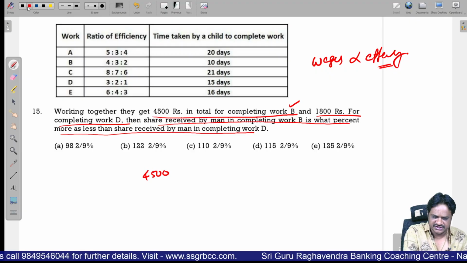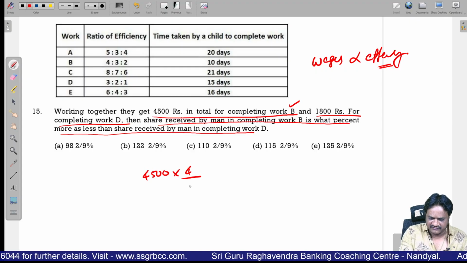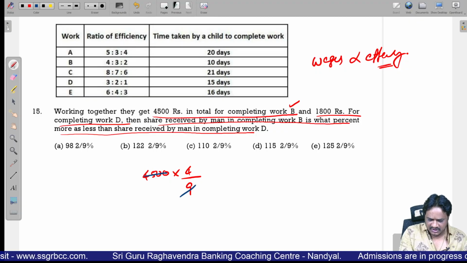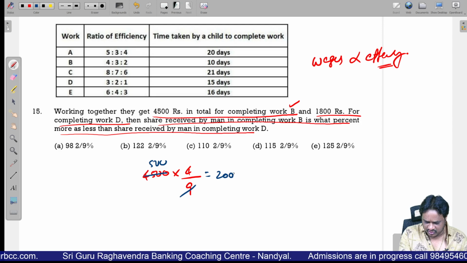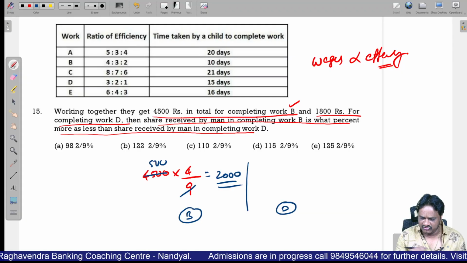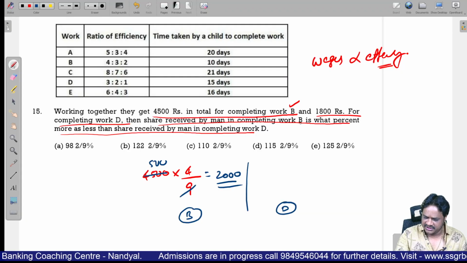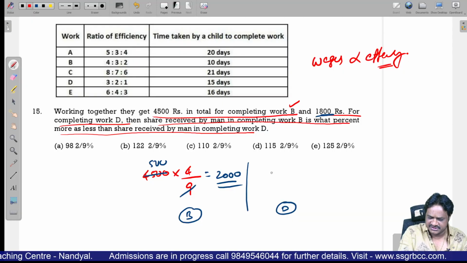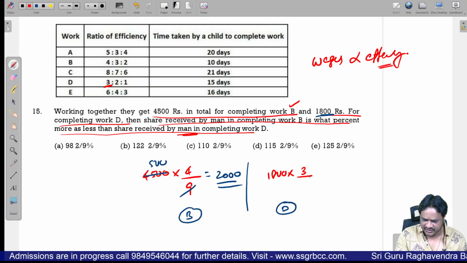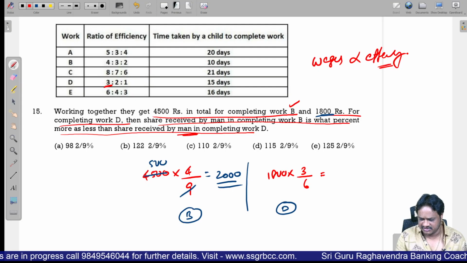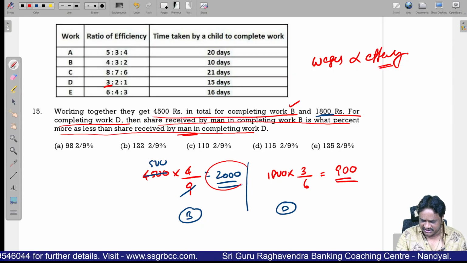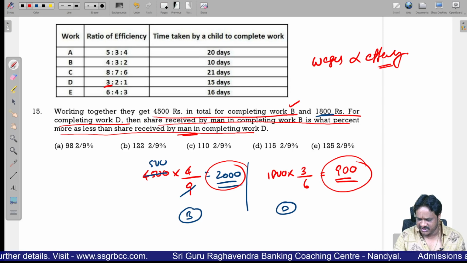So what is man efficiency? 4. What is the total efficiency? 9. Why? Because 4 plus 3, 7, 7 plus 2, 9. 9 ones, 4,500. So he will get 2,000 rupees. Now this is for work B. Coming to work D, he is getting 1,800 rupees. Again the share received by man. Man is 3. Total 6. So 3 by 6 is nothing but 1 by 2. That will give 900. So for completing work B, the man is getting 2000. For completing work D, the man is getting 900.